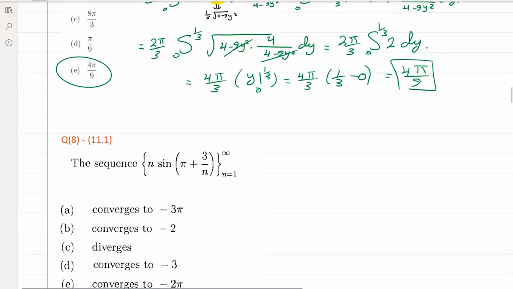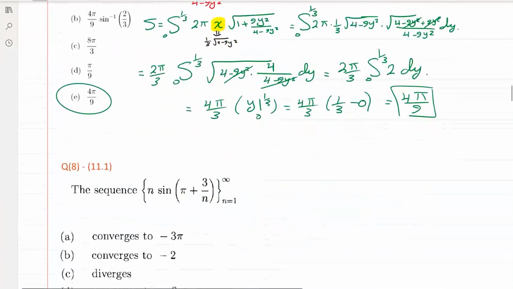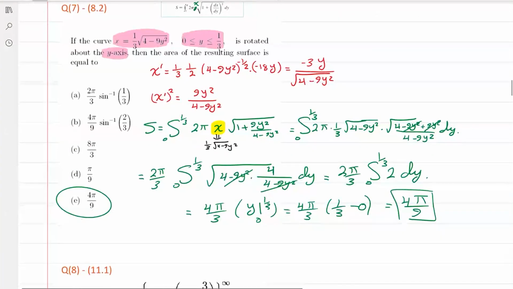Yes. Good. Now we will continue the chapter. Because the y-axis is vertical, it's parallel to all values of x. So we take x, right? Again, the y-axis is vertical, so it's parallel to all values of x.